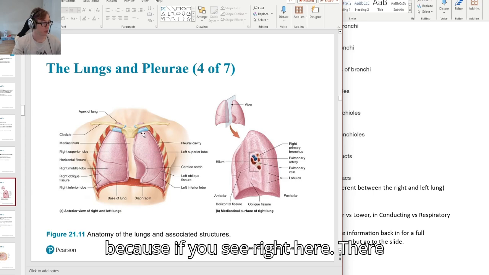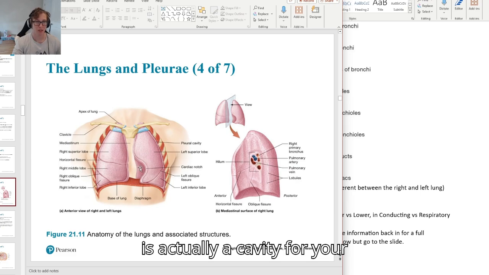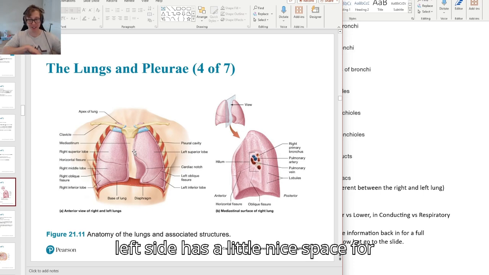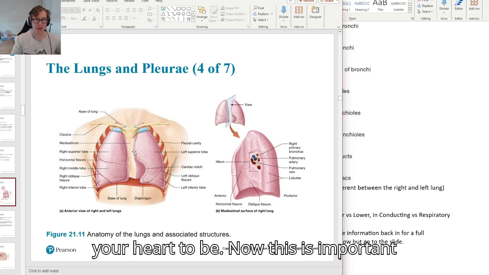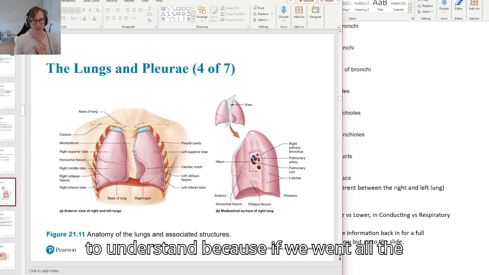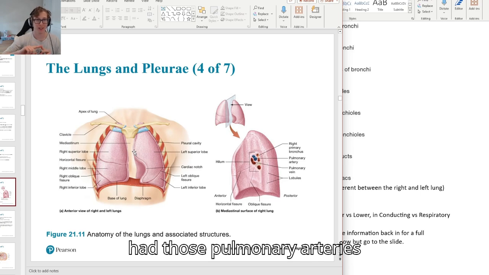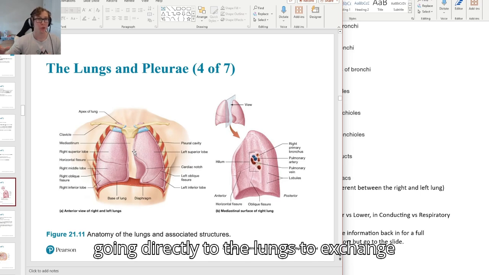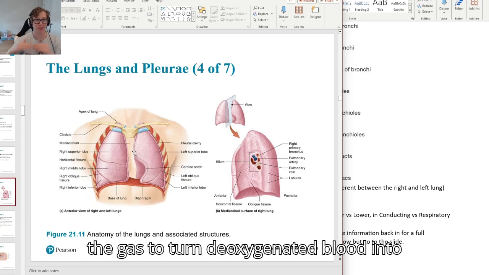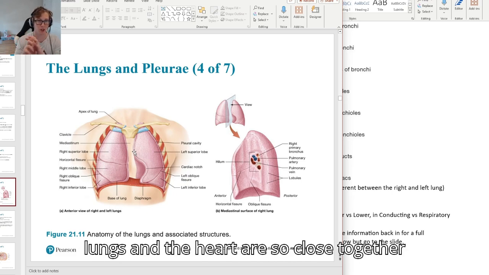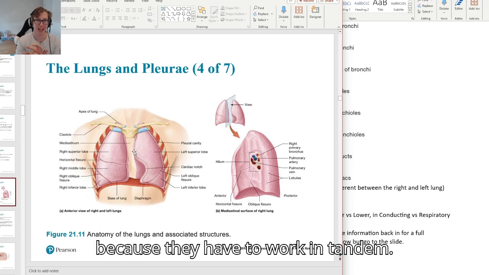And this is because if you see right here, there is actually a cavity for your heart. So the lung on your left side has a little nice space for your heart to beat. Now, this is important to understand because if we went all the way back to the circulatory system, we had those pulmonary arteries going directly to the lungs to exchange the gas to turn deoxygenated blood into oxygenated blood. It makes sense that the lungs and the heart are so close together because they have to work in tandem.